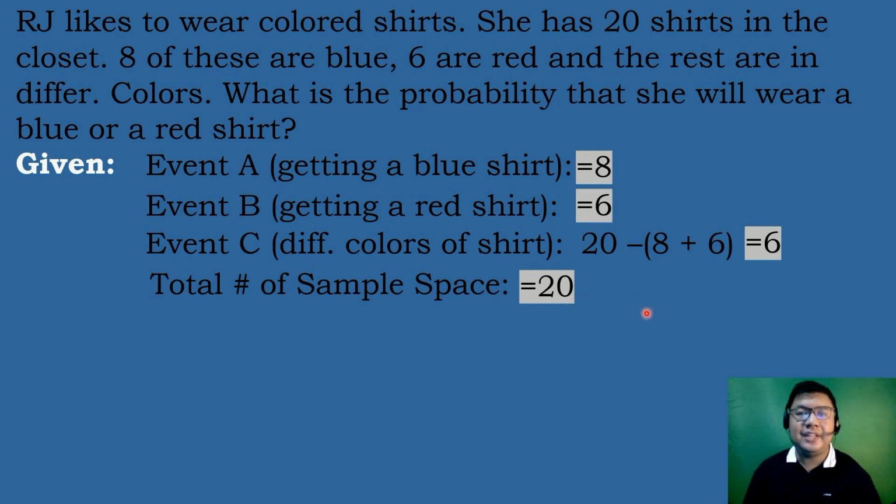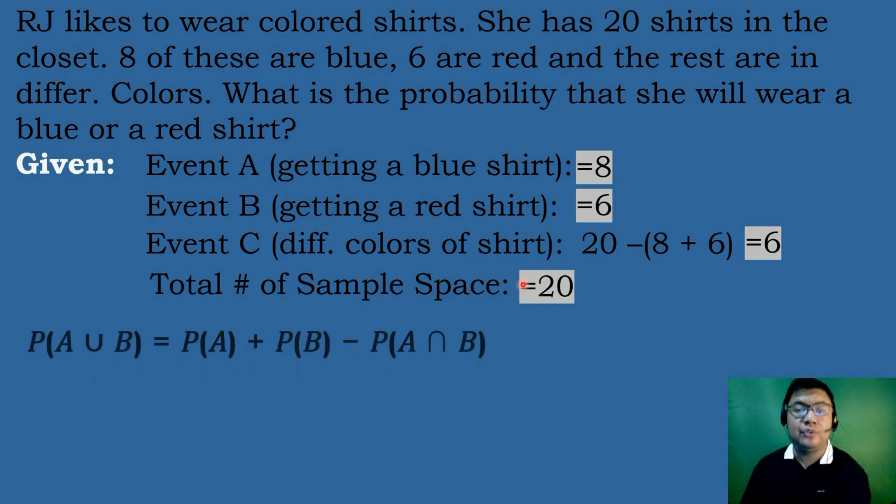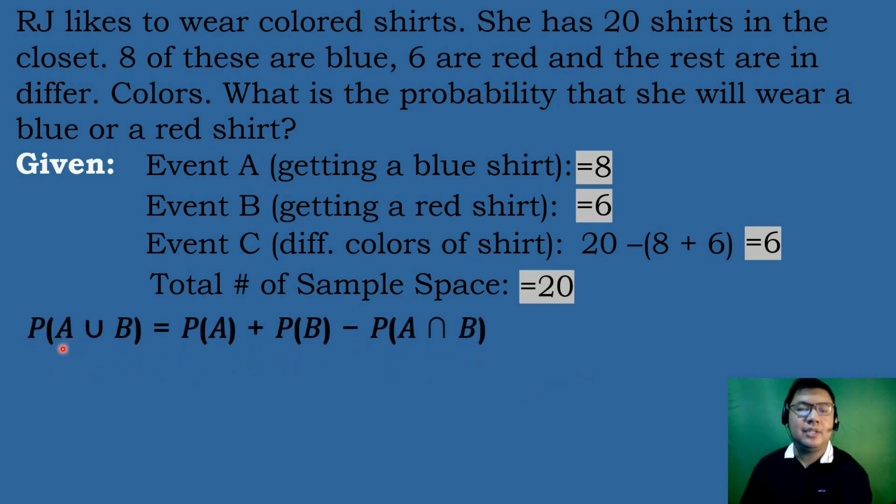We will be identifying if this is an example of union or intersection of two events. So there is a word "or" in between the blue shirt and the red shirt. Therefore, this is an example of union of two events. We will be using the formula of probability of A union B is equal to the probability of A plus probability of B minus probability of A intersection B.